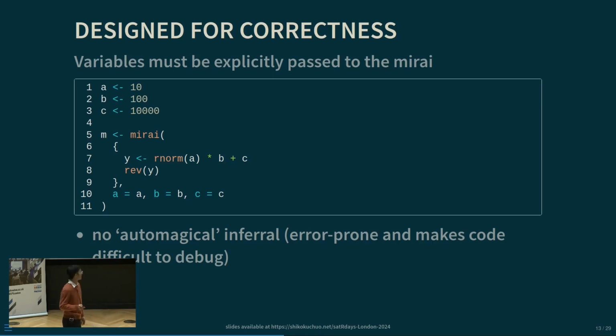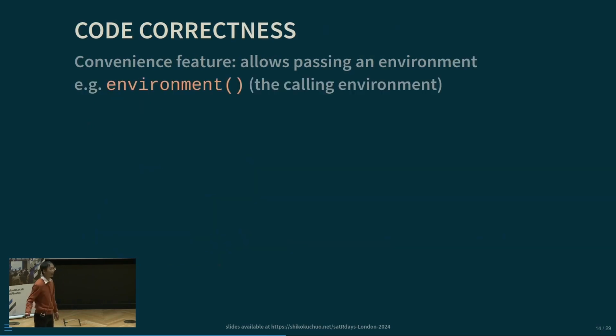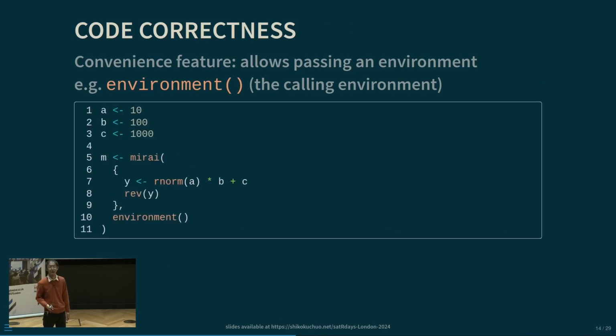So in the long run, personally, I'd make this trade-off. I'd rather be more explicit and not have code subtly failing and then trying to work out what went wrong. However, we have a new feature which makes this a little bit more ergonomic, in that instead of passing each variable, we can just pass the environment to the Mirai as well. And that just passes everything that's already in your calling environment. And that works very well with Shiny in particular, as we'll come to in a bit.